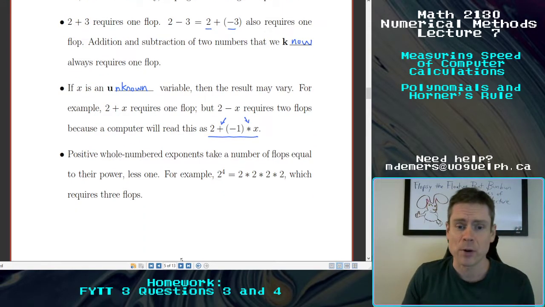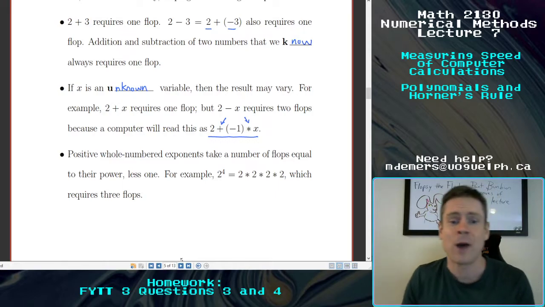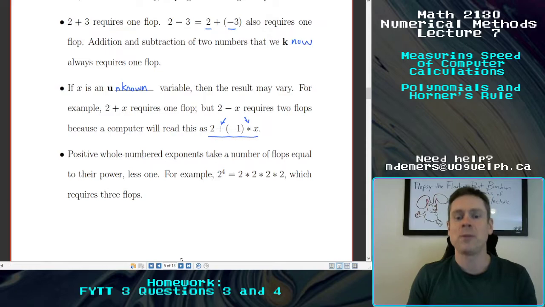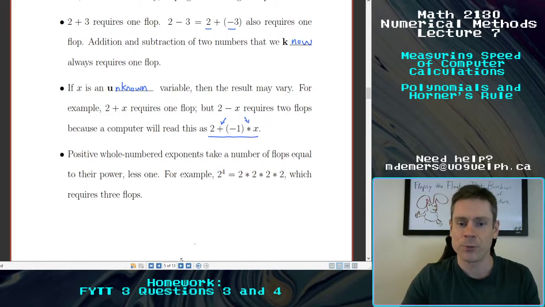Positive whole numbered exponents take a number of flops equal to their power minus 1. So if we have 2 to the 4, 2 times 2 times 2 times 2, we can easily see that there are 3 multiplications involved. 1, 2, 3, and that requires 3 flops.